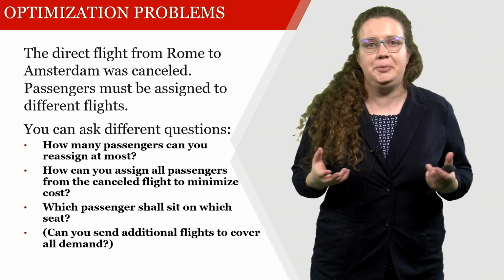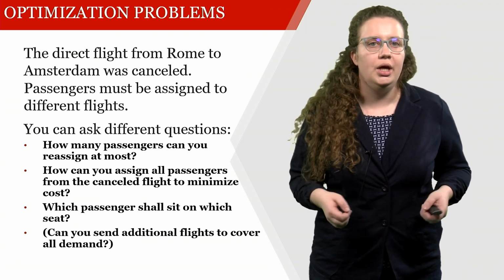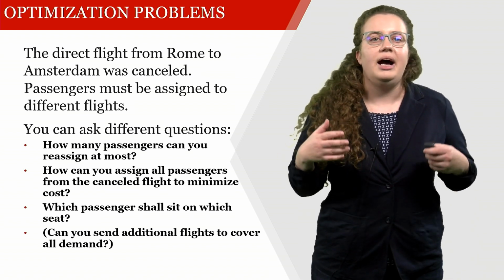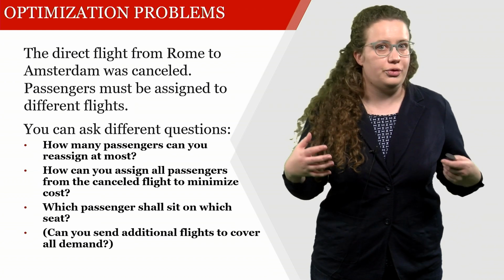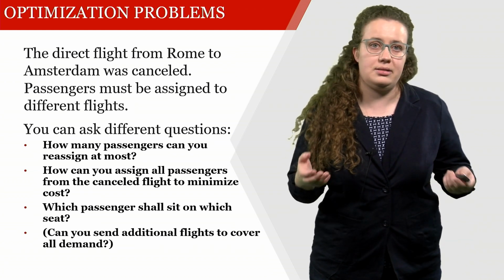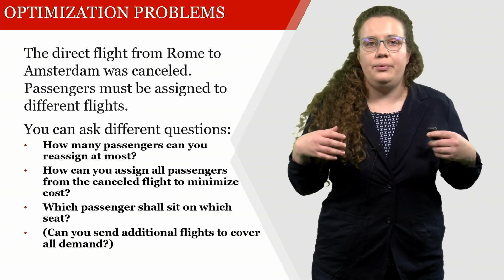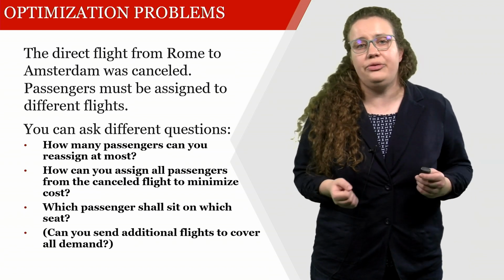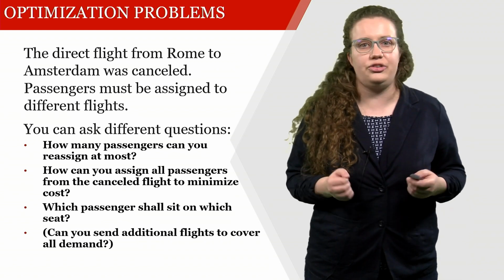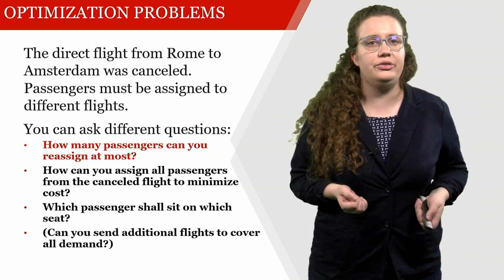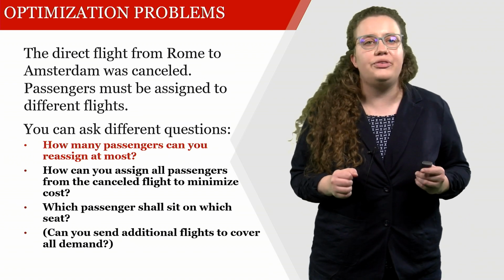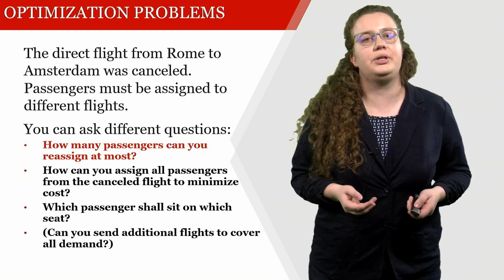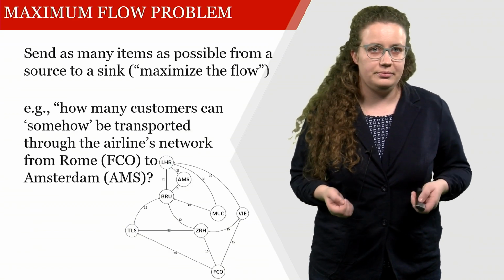So we can ask multiple different questions in this context. For instance, we can ask how many passengers can we reassign at most? How can we reassign the passengers from cancelled flights such that we minimize costs? Which passenger shall sit on which seats? And we could potentially also ask the question, does it help to send additional flights? Today we're going to look into the first question. So we're going to look into how many passengers we can reassign at most. And for that we're going to use the maximum flow problem.